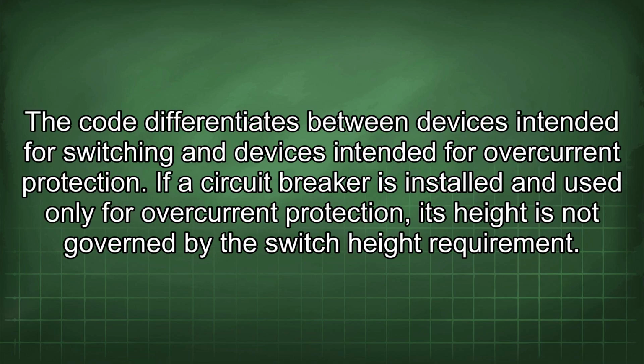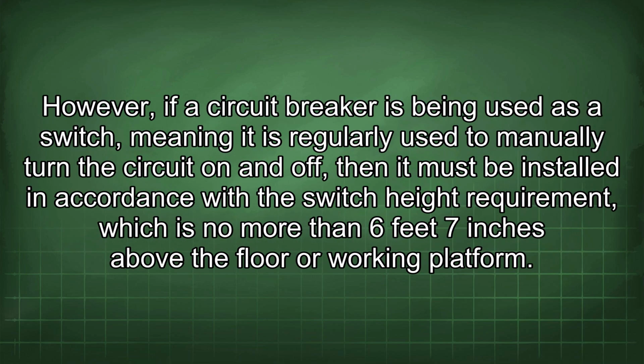The code differentiates between devices intended for switching and devices intended for overcurrent protection. If a circuit breaker is installed and used only for overcurrent protection, its height is not governed by the switch height requirement. However, if a circuit breaker is being used as a switch, meaning it is regularly used to manually turn the circuit on and off, then it must be installed in accordance with the switch height requirement, which is no more than 6 feet 7 inches above the floor or working platform.